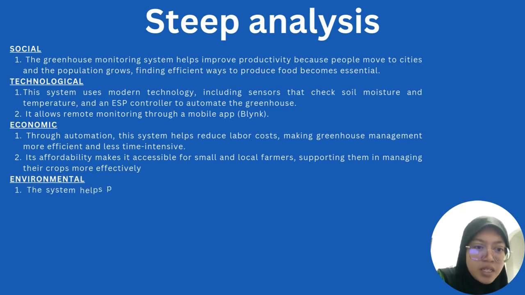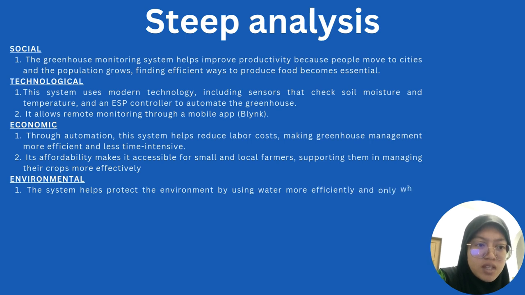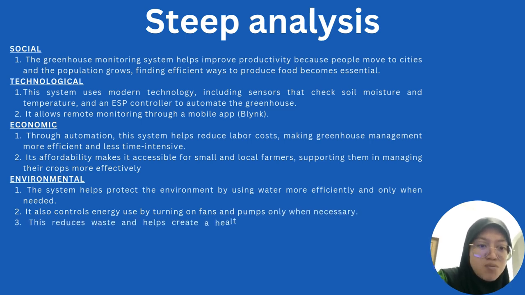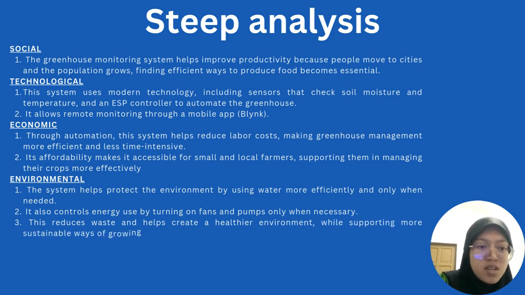For the environmental aspect, the system helps to protect the environment by using water more effectively and only when needed. It also controls energy use by turning on a fan and pump only when necessary. This reduces waste and helps create a healthier environment while supporting more sustainable ways of growing plants.